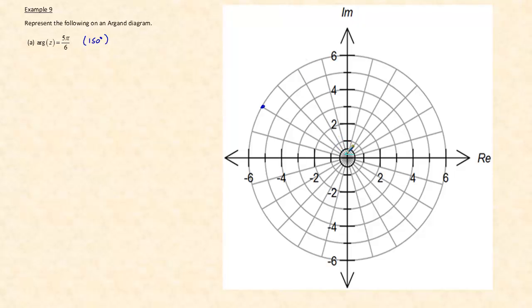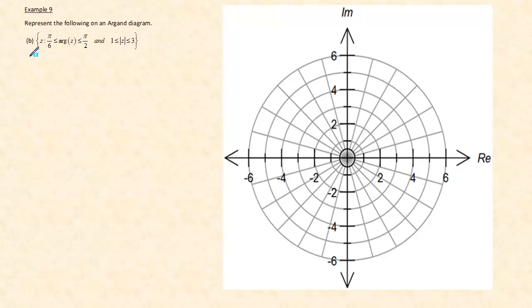So all of the complex numbers along here would have an argument of 5 pi by 6. So this is what we want. This is known as a half line because it starts here at the origin but then continues infinitely in this direction.